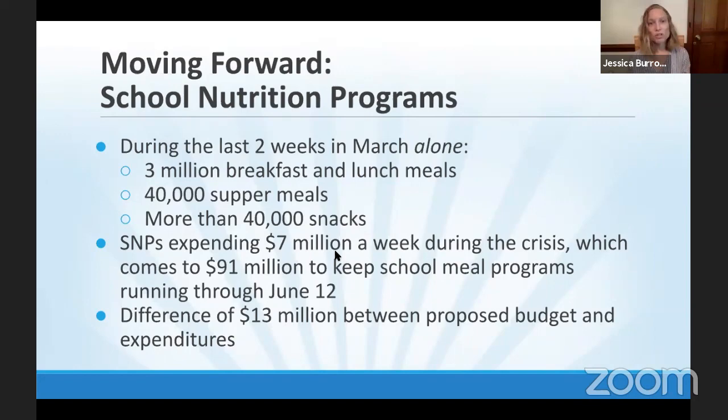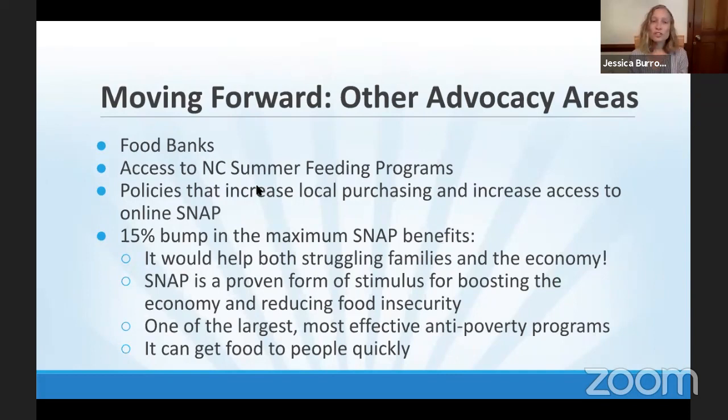In other advocacy areas, the $6 million for the food banks addresses an immediate need. However, we're going to be watching and see how that evolves and see if more money is necessary for the food banks.